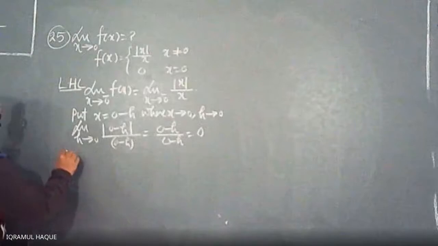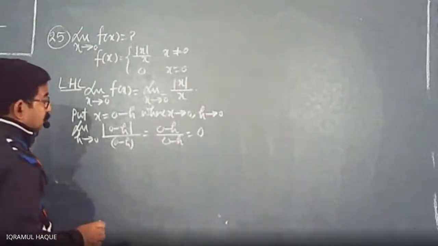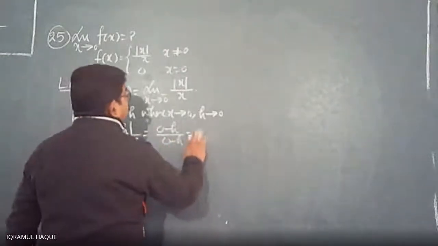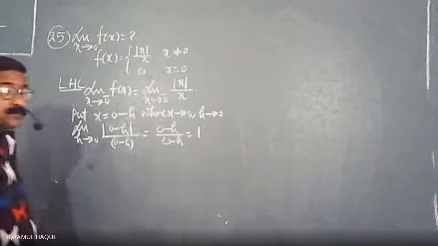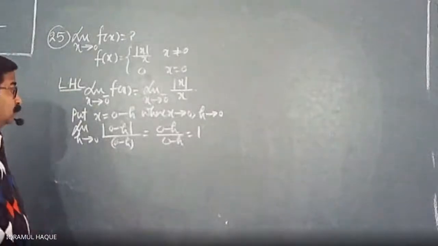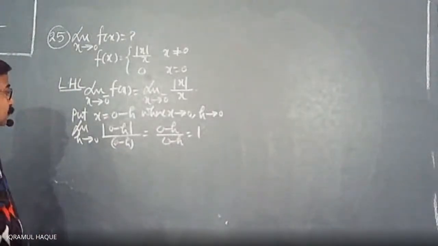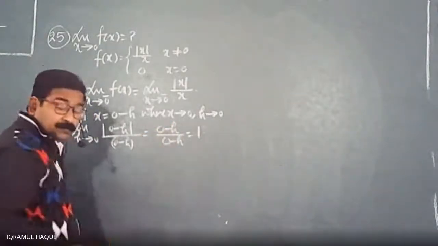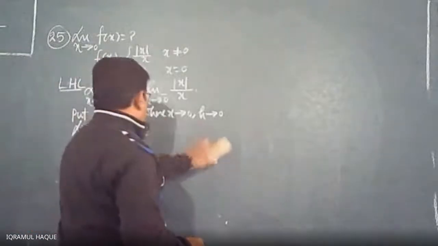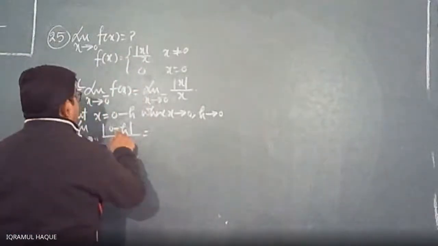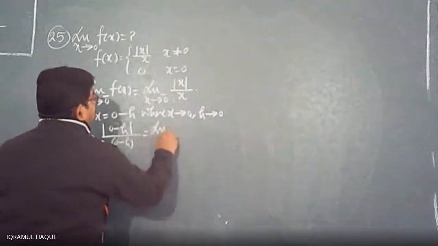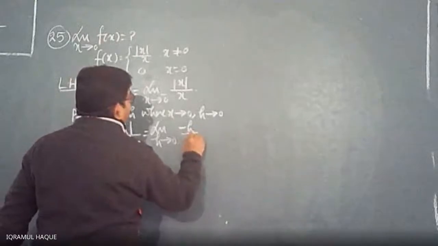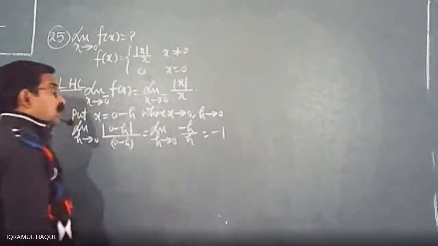Here we can simplify some more. This is minus h upon h, with limit h tends to 0. Minus h upon h becomes minus 1, since h and h will be cancelled.